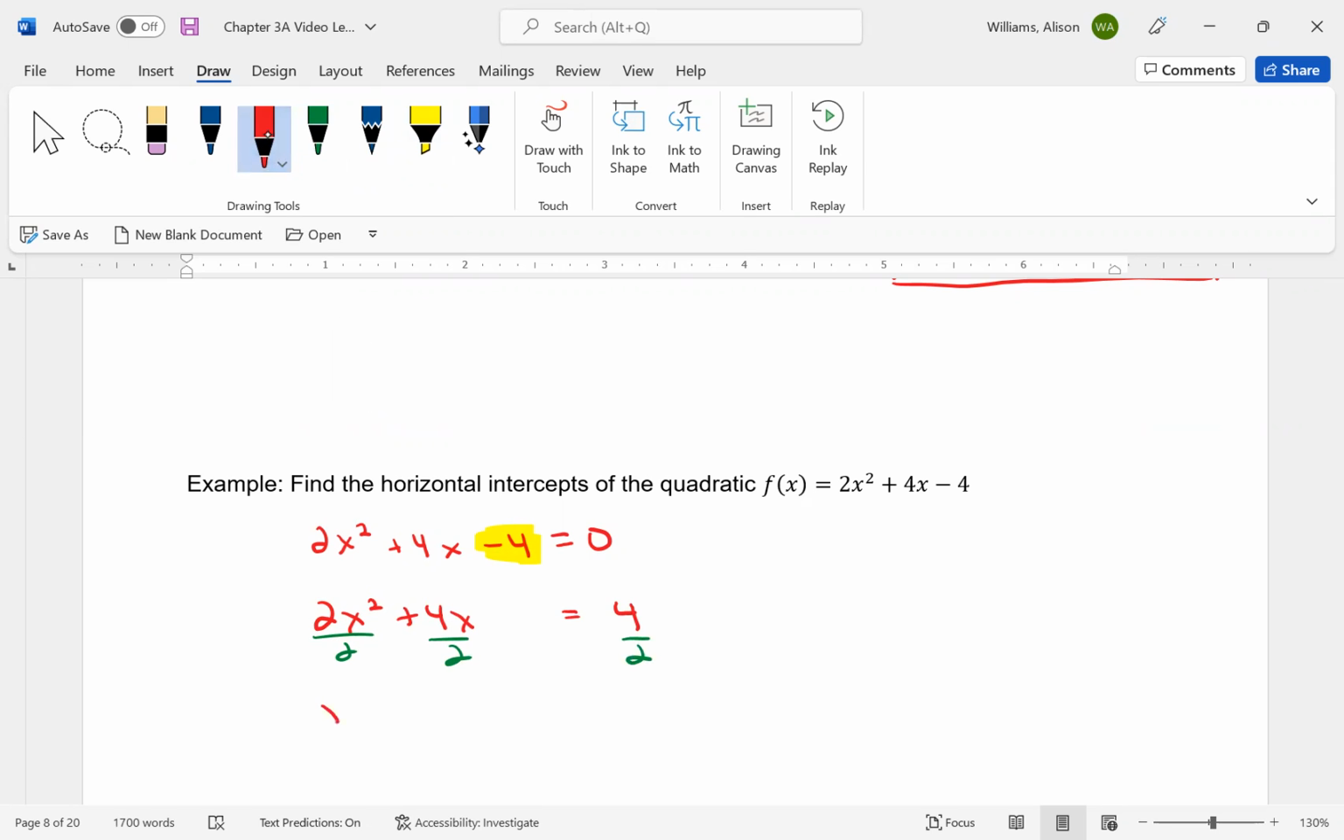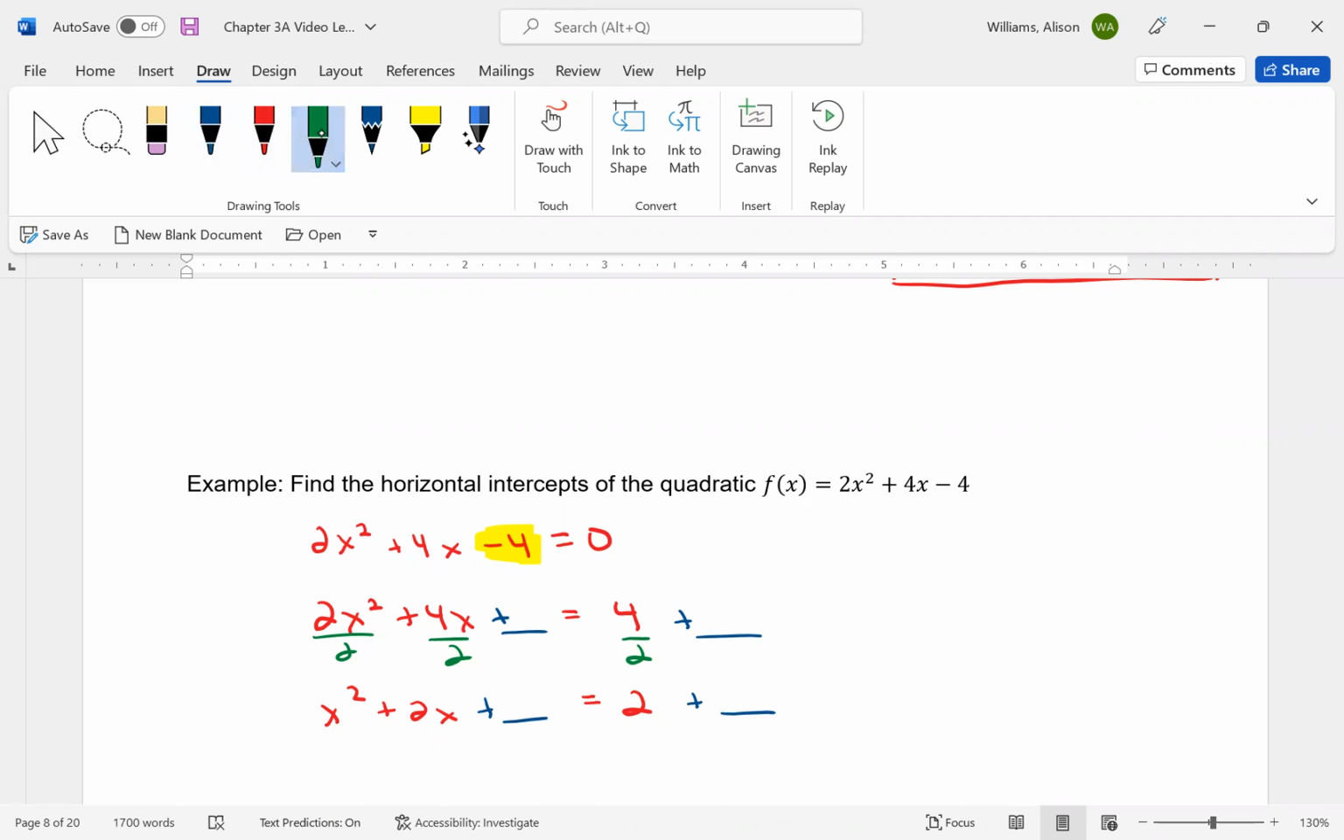So this is going to be x squared plus 2x equals 2. I could have divided by 2 first and then moved. It doesn't really matter. But I keep leaving a space here because that space is representing the thing I'm going to add to both sides. So I'm going to go ahead and put that in there.